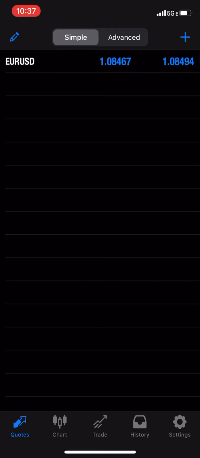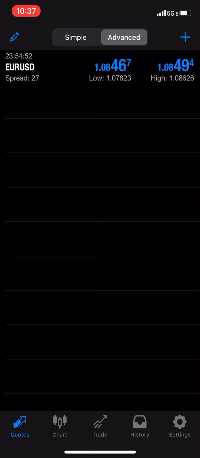Now, when you're looking at the simple format, it's basically showing us right now a currency pair, Euro, US dollar. It's showing us the price that we could enter a trade at if we were to buy. And it's showing us the price that we could enter into a trade if we were to sell. When we take a look at the advanced, it goes a little bit deeper.